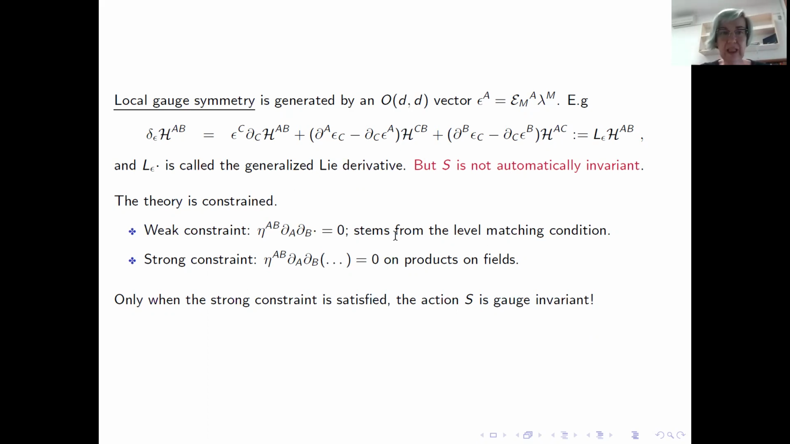However, it turns out that you have to actually constrain the theory much stronger. You have to apply this sort of derivative operator on the product of any fields. So this is the constraint you have to impose on all your fields in a theory. And only when this strong constraint is satisfied, the action is gauge invariant.